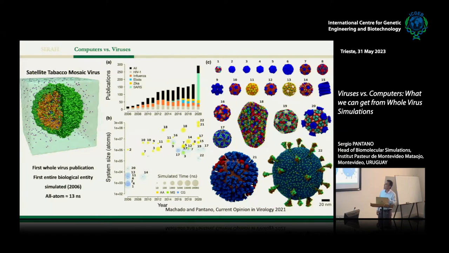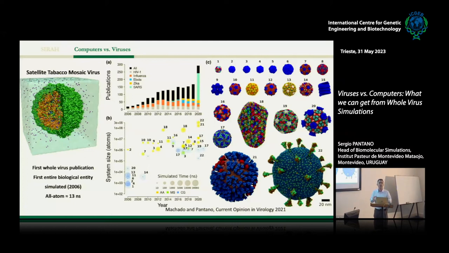And essentially, what you see here is the evolution of the size of the system. The bigger the virus, the bigger the computational time that you will need to run simulations that are meaningful. You see that the size of the system and the time of the simulation goes up with the time. So eventually, bigger viruses are being simulated more recently, because we have the capacity to do that. So this is one of the limitations.